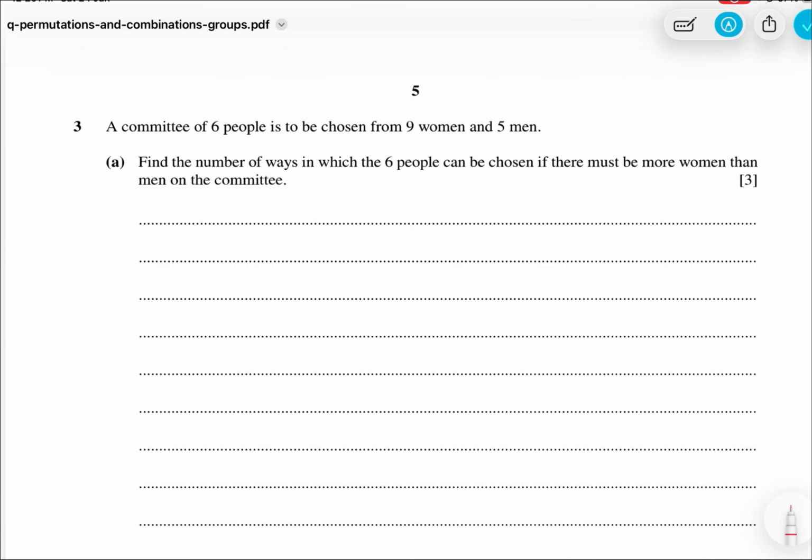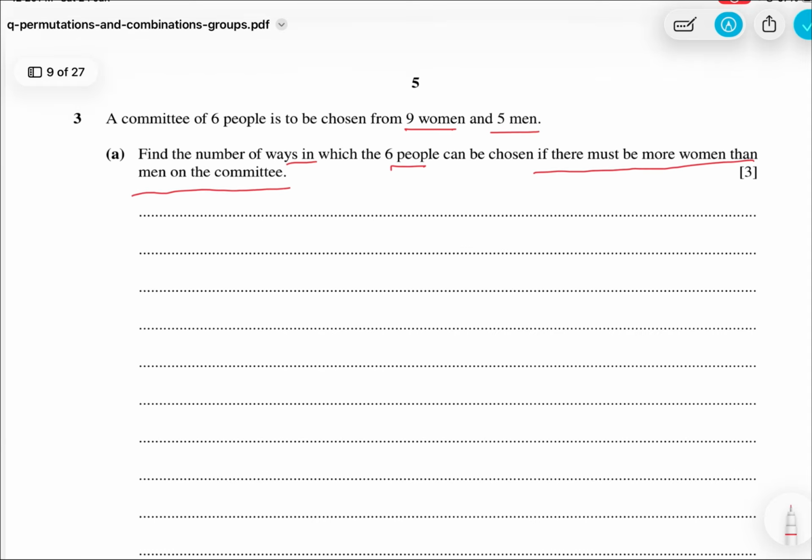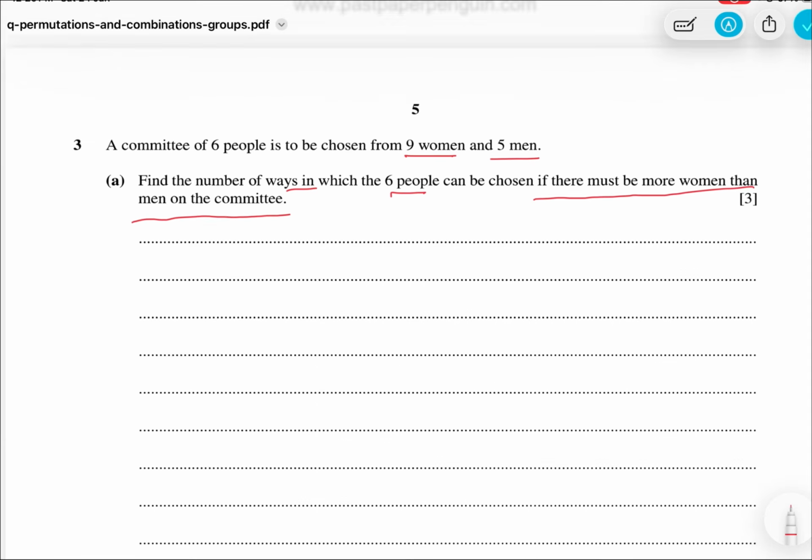A committee of 6 people is to be chosen from 9 women and 5 men. Find the number of ways in which the 6 people can be chosen if there must be more women than men on the committee. Okay. More women than men. Same type of question. Let us just skip this one. Or you want me to solve? Let's solve a part. Very simple. Same type of question which we have done earlier. See, Cambridge is repeating the patterns. Can you see the patterns? So we will do the same thing.